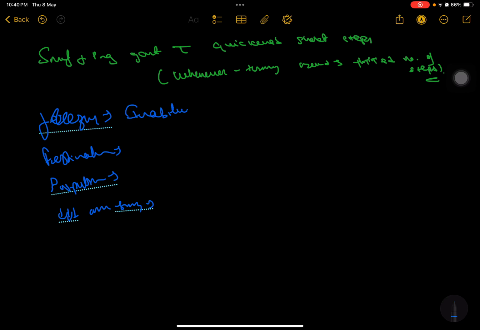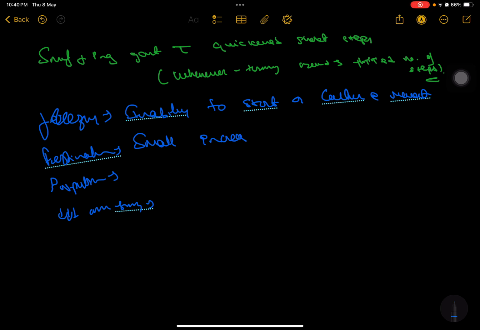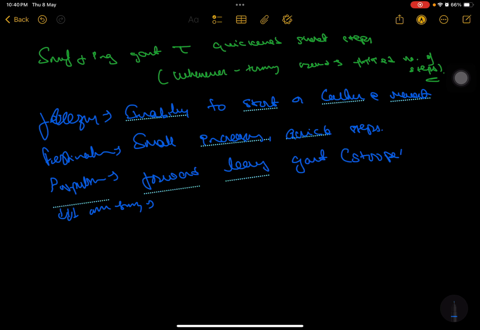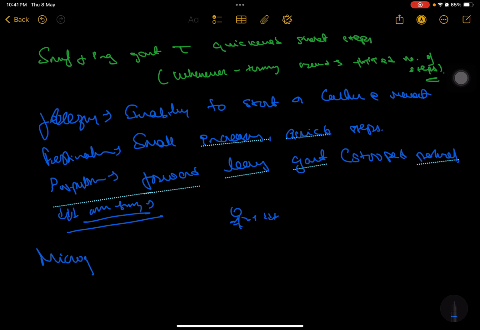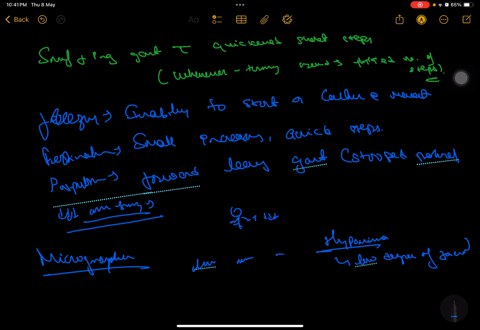Freezing means inability to start or continue movement. Festination means small, increasingly quick steps. Propulsion means forward leaning gait, stooped posture, and decreased arm swing, that means whenever you walk, the arm swing is decreased. There are other important factors. One is micrographia: if you write, there is some small writing like this. And there is hypomimia, which means a low degree of facial expression.